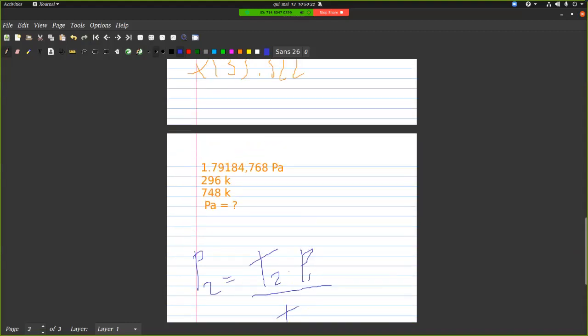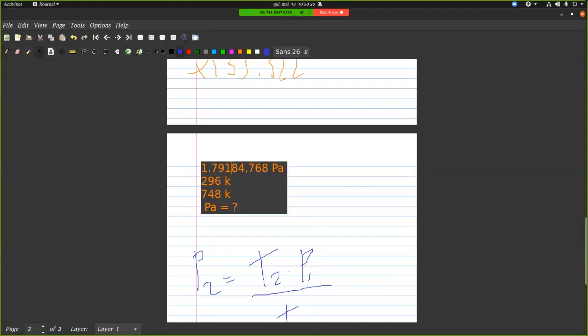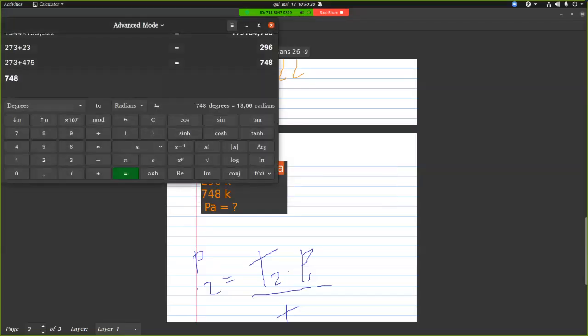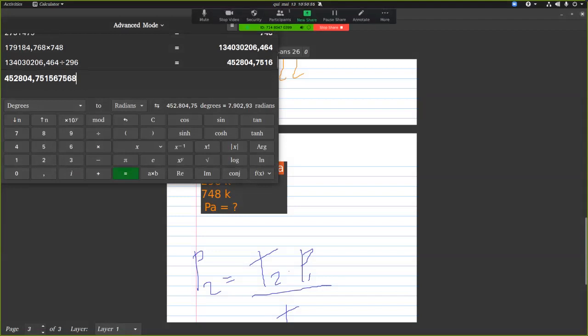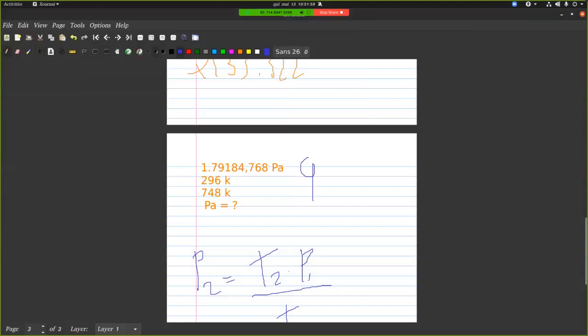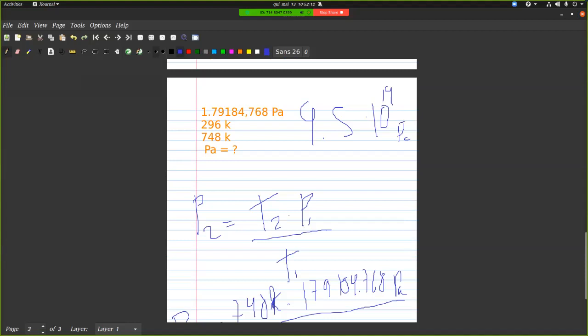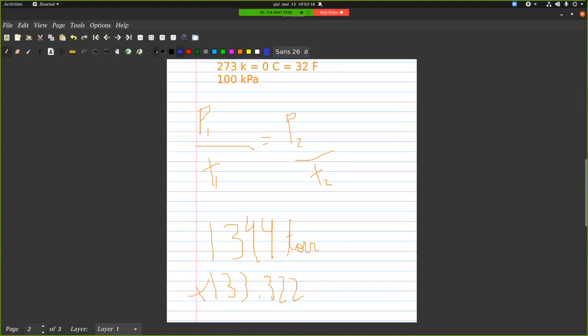And so we have to multiply this horrendous number by 748, and now we divide by 296. And we get this, which is the same thing as 4 times 10 to the 5 Pascal. But it actually didn't ask us this. It asked us in torr.